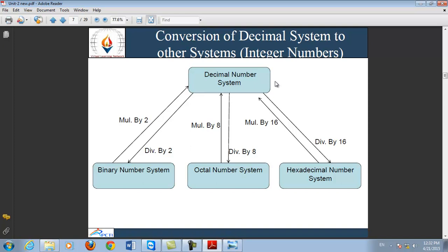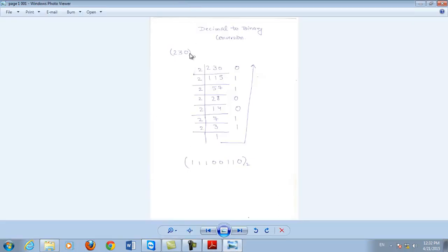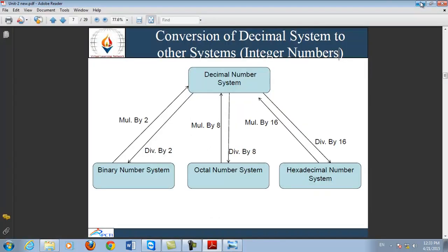In this conversion process, we are talking about the integer number. Integer number means the number without decimal. जैसे कि हमने इस एग्जांपल में देखा, 230 is a number without decimal. There may be a number with decimal, but the process of converting the numbers with decimal, or you can say fractional numbers, is a little bit different from the integer numbers. We will discuss those processes later.